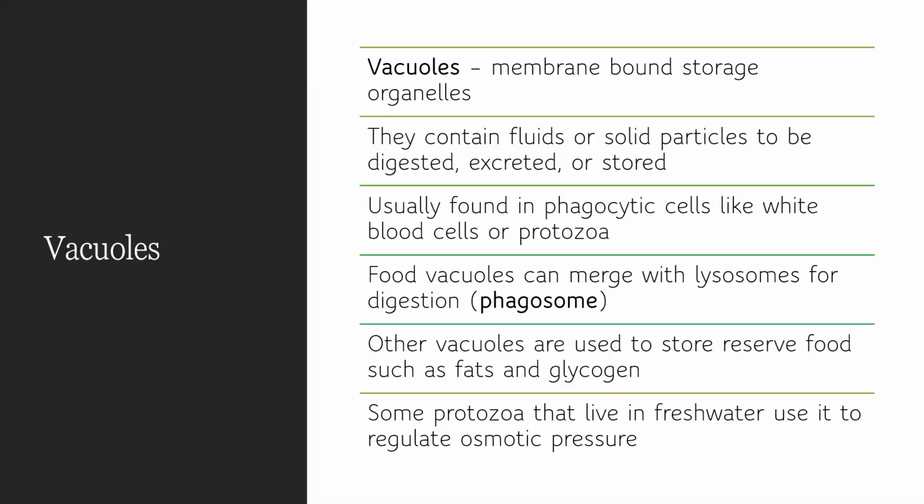Food vacuoles can merge with the lysosomes, like we saw in the last slide, to help digest the molecules that have been taken in. Sometimes you'll also see vacuoles that are used to store foods like fats or glycogen for long-term storage, for when food is not so readily available. Some protozoa, these single-celled freshwater organisms, will use them to help regulate osmotic pressure to keep the right amount of water inside to outside.